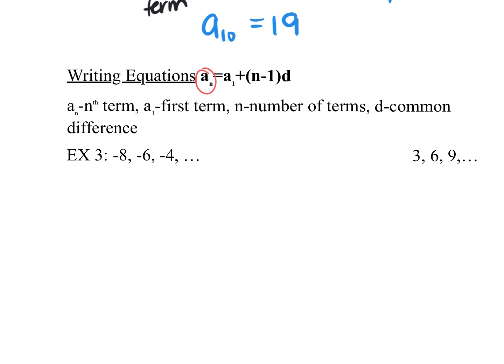In order to write the rule, I need to plug in A1 and I need to plug in D to the equation. Those are the only two things I need to write the rule for a sequence. So what is my A1? Negative 8. And what was my common difference, my D? It was 2. Add 2. Okay, so my formula, my rule, is AN equals negative 8 plus n minus 1 times 2.